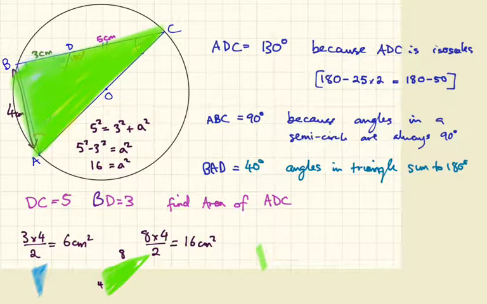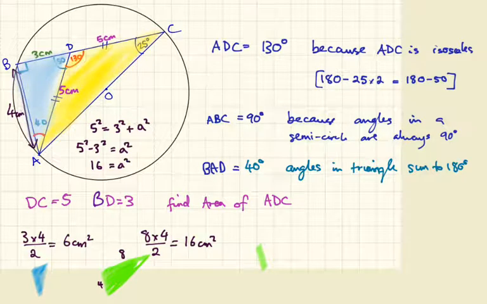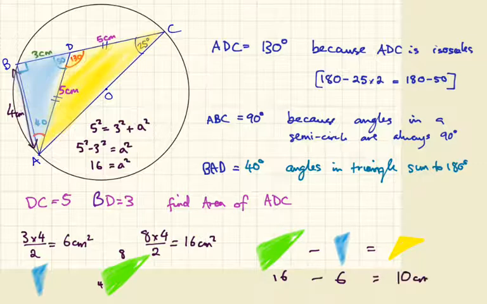So, to work out the area of the yellow region, well, if I just move this green area for a second. Oh, hold on. So that yellow region we could think about as the green region, take away the blue region. And that would be the yellow region. So we know the green region is 16, the blue region is 6, so that means the yellow region must be 10.